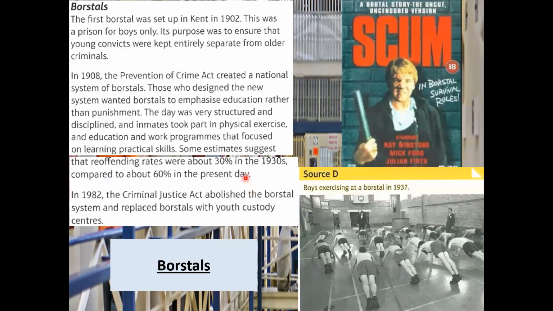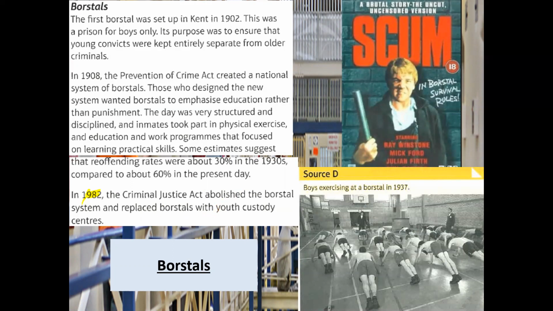So Borstals. This is a far cry. Your parents won't remember anything about Borstals. I certainly don't. I must admit, if we look at this date here, 1982. So Borstals weren't abolished until 1982. And my childhood was in the 1980s.